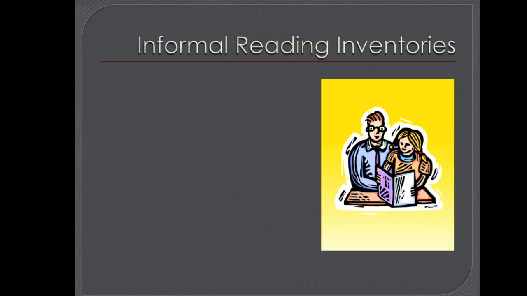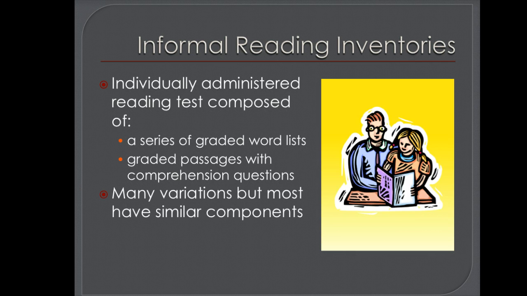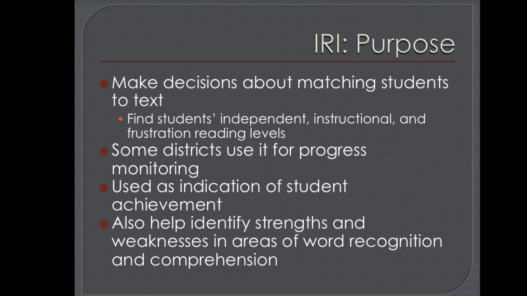Okay, so let's just go over the informal reading inventories, and this is going to be a brief overview. So these are generally tests that are individually administered, though I think the CURI gives an option to do a group test, but generally speaking, this is an individually administered reading test, and it's usually composed of 2 things: the graded word lists and the graded passages with the comprehension questions. Now, as mentioned, there are many variations, but they usually have similar components.